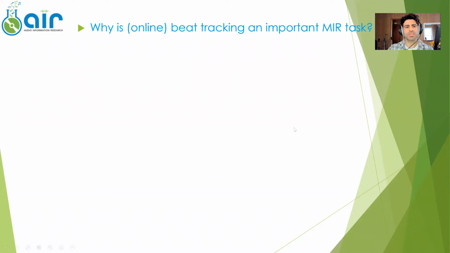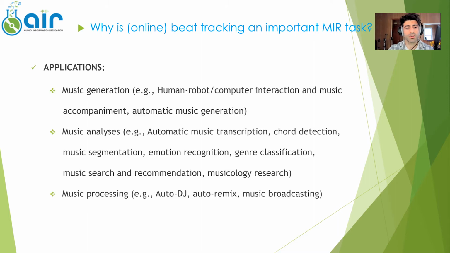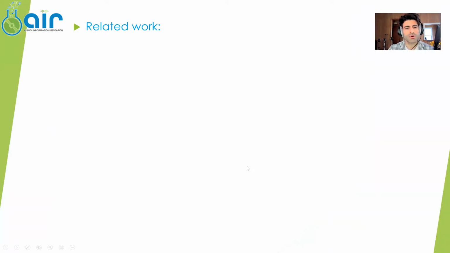So probably the first question that comes to mind is, what is the necessity of having a good music beat tracker? The response to this question is pretty simple. Music beat is the main tool for music time analysis. And also music beat tracking has a lot of applications in other music related research and tasks. For example, in music generation, in music analysis and music processing, music beat tracking has applications, and you can see some examples for each.